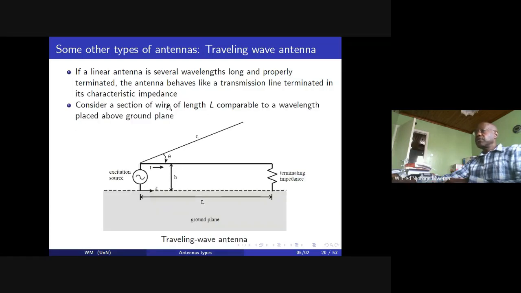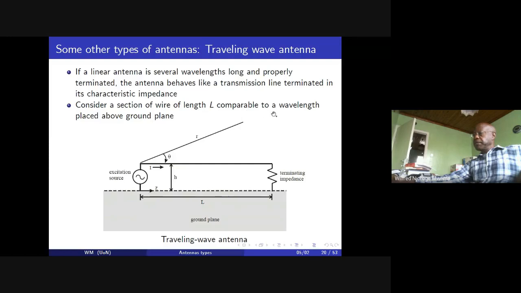So we consider a section of wire of length L comparable to a wavelength, which is placed above the ground plane. And at the far end, we terminate it in an impedance of, say, R, which I'm calling here a terminating impedance. So we are connecting the generator between the earth surface or the ground plane and the line, the length of line there, that is of length L. So we'll excite a traveling wave in that direction, which will travel to the terminating end and be absorbed. That is, we are not having any reflections in there.